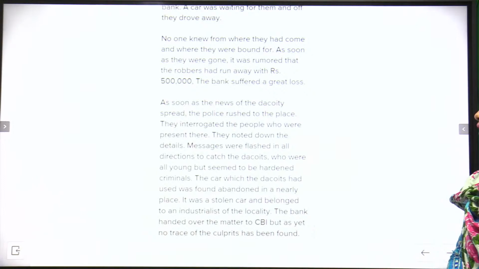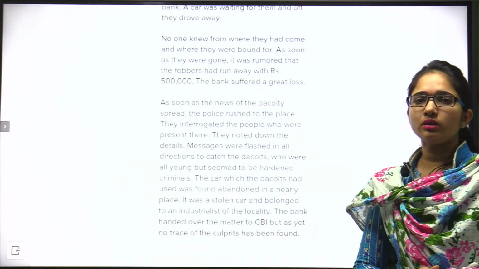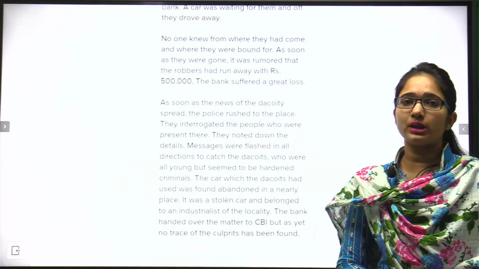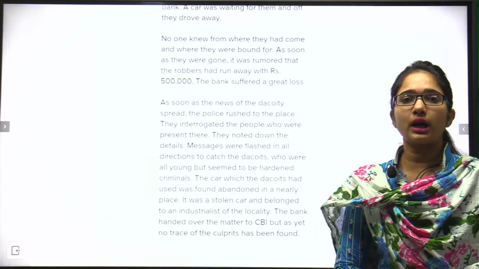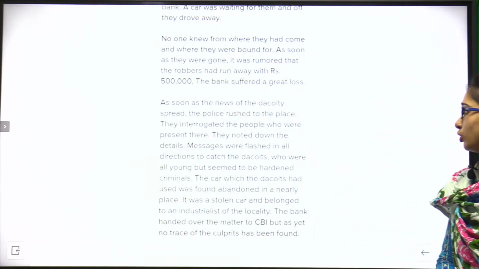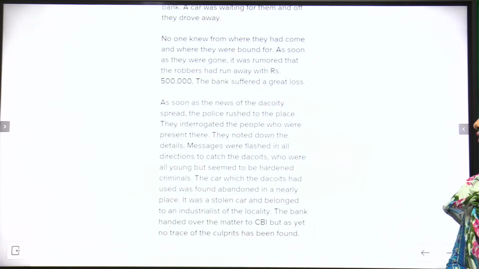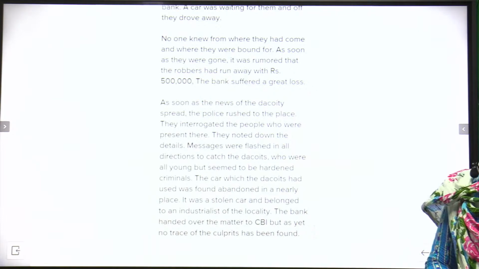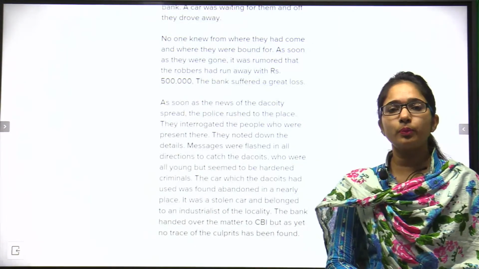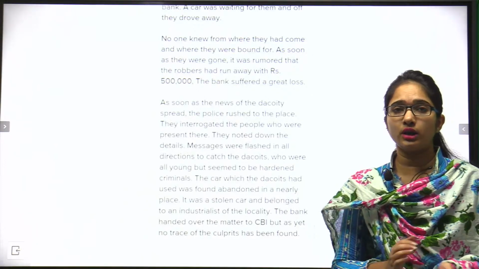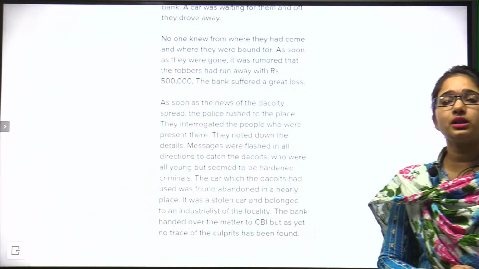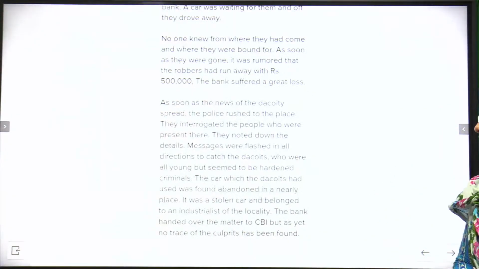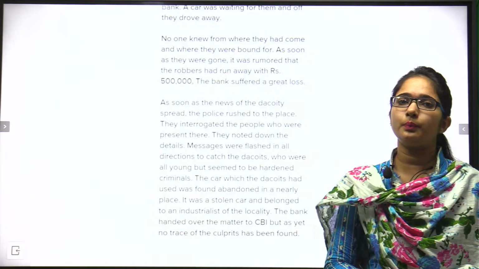The car which the dacoits had used was found abandoned in a nearby place. The car did not belong to these dacoits. They had stolen it from someone else, and it belonged to an industrialist of the society. The bank handed the matter over to the CBI, but as yet no trace of the culprits had been found. After the police investigation, the case has been given to the CBI, and the investigation is still going on, but the culprits have not been found yet.